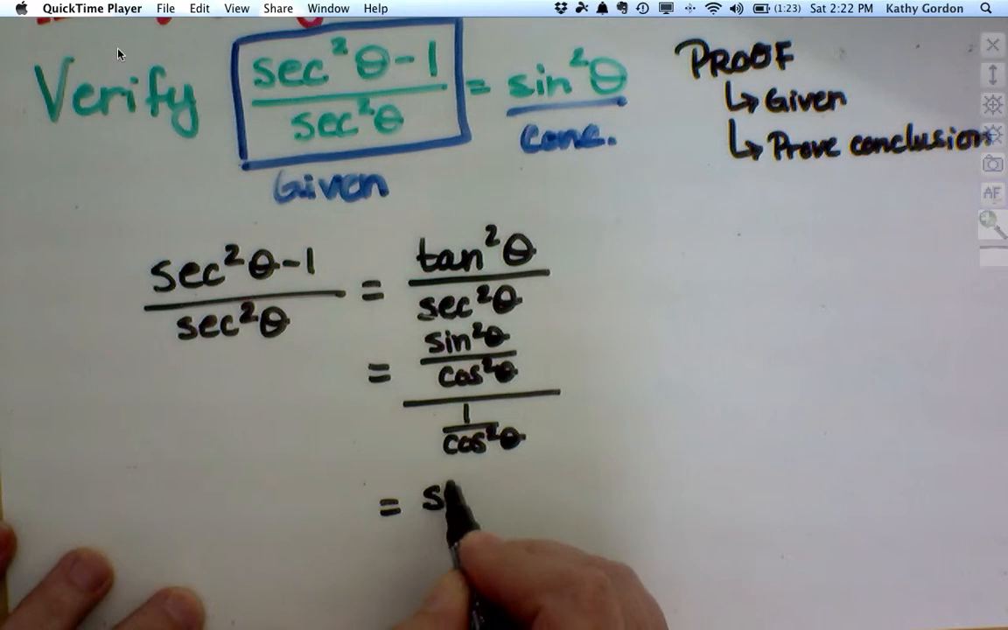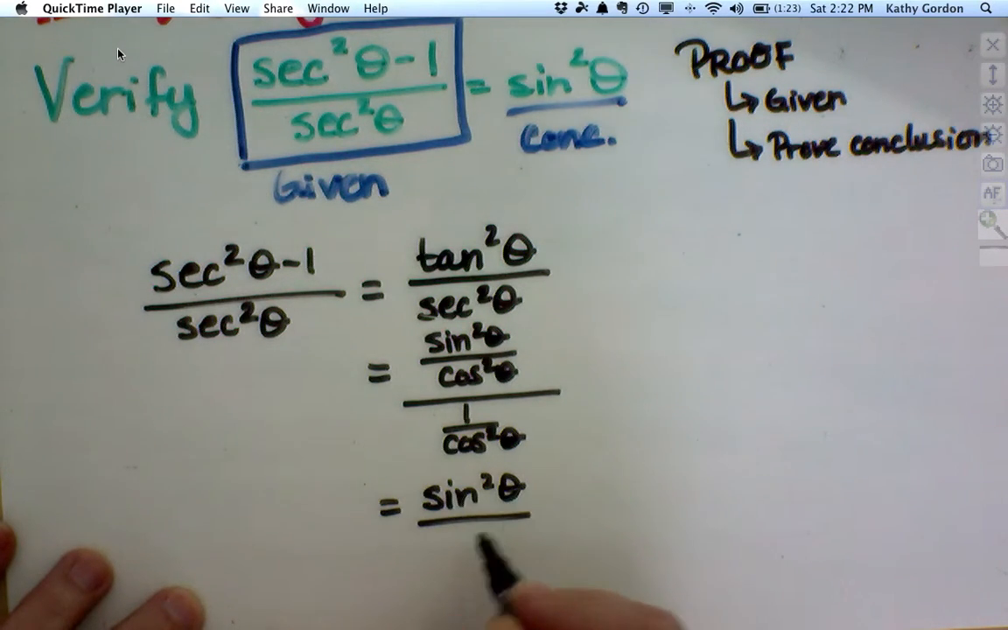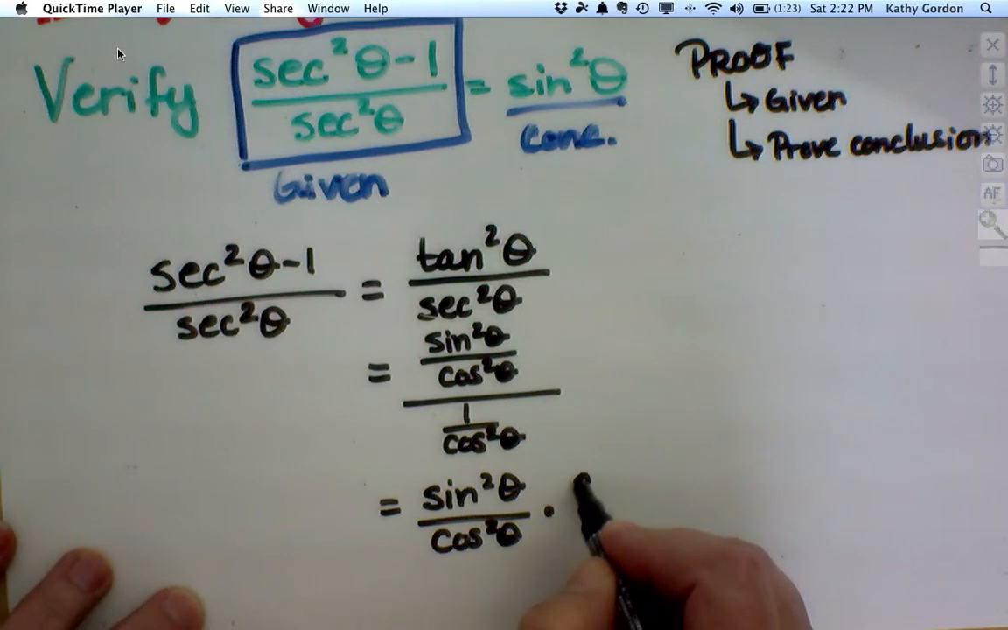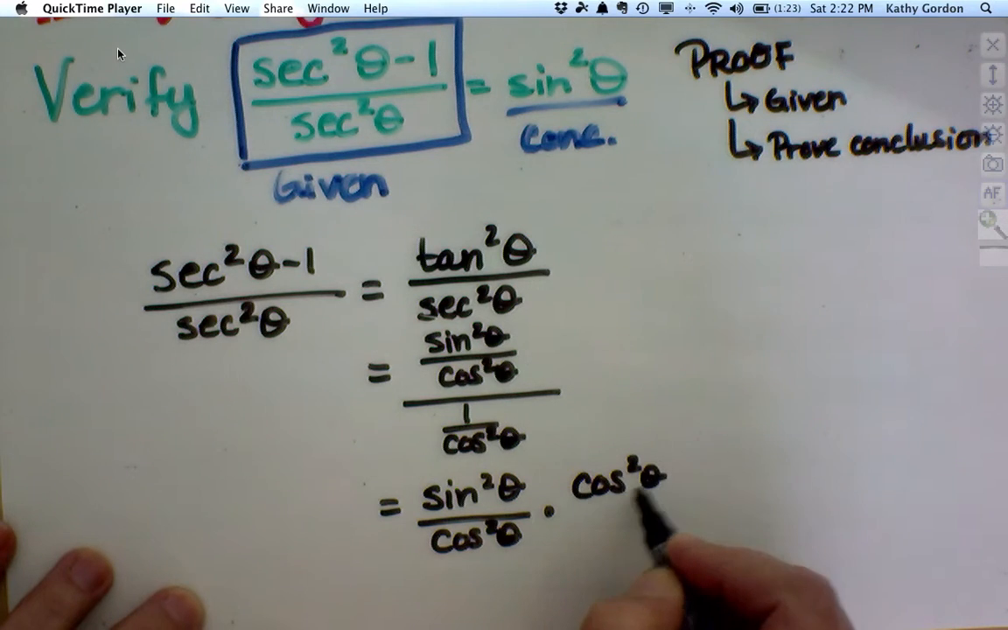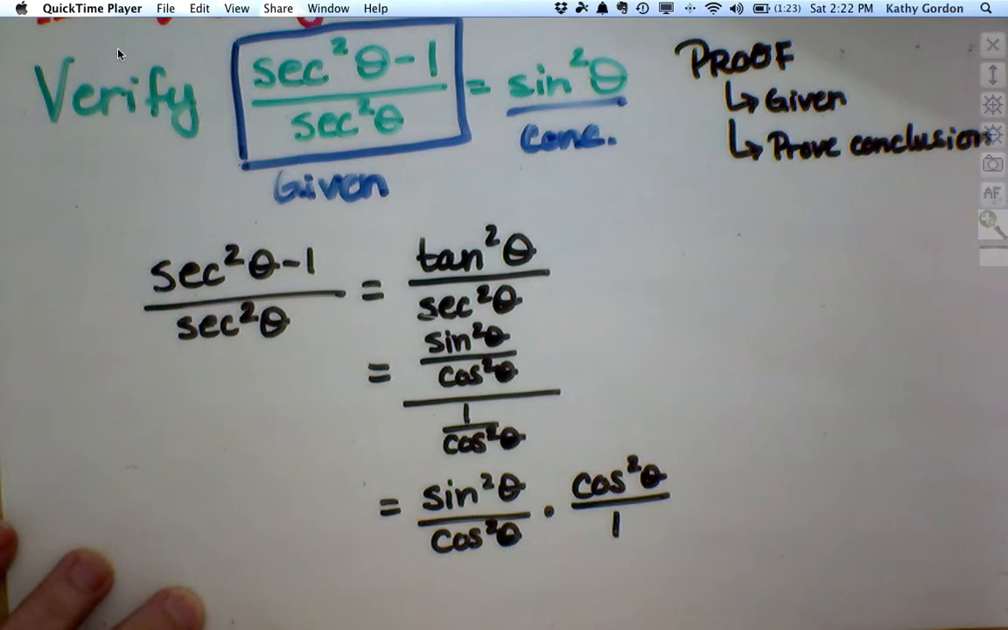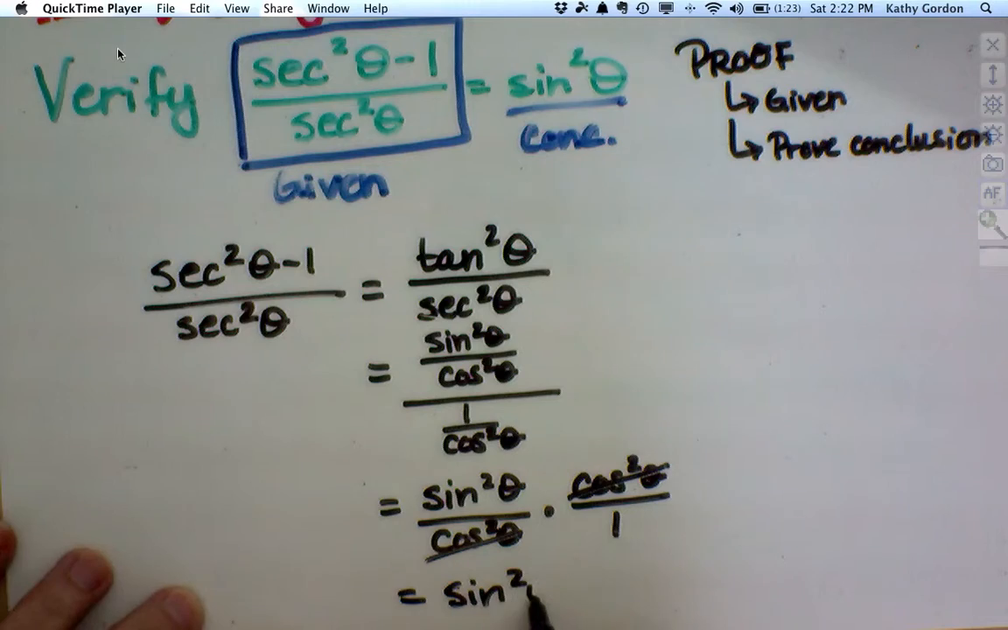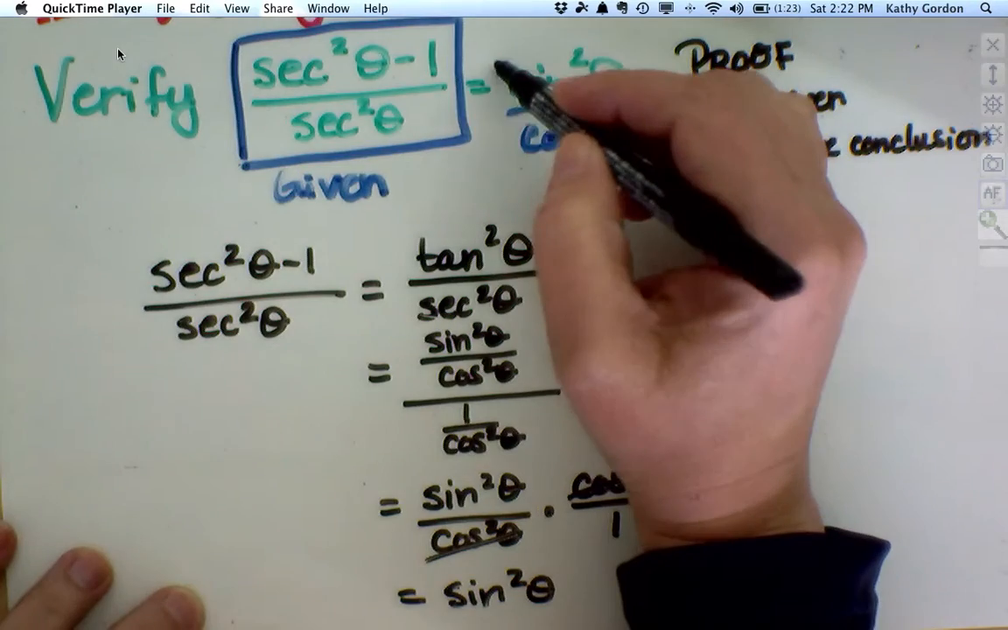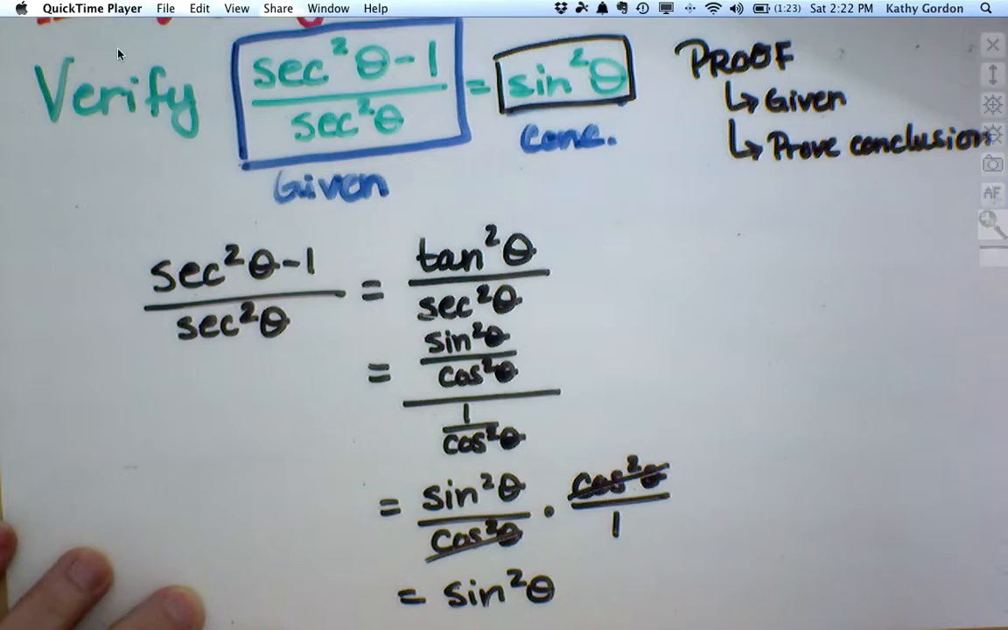So I can rewrite this as sine squared theta over cosine squared theta multiplied by cosine squared theta over 1. And now I hope it's fairly obvious that we have common factors here that we can cancel. And if I have sine squared theta over 1, then what I'm left with is sine squared theta, which was exactly what I was shooting for.